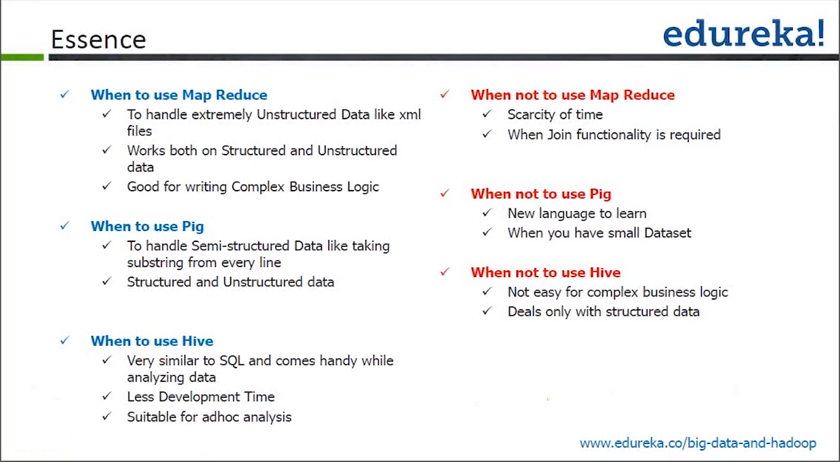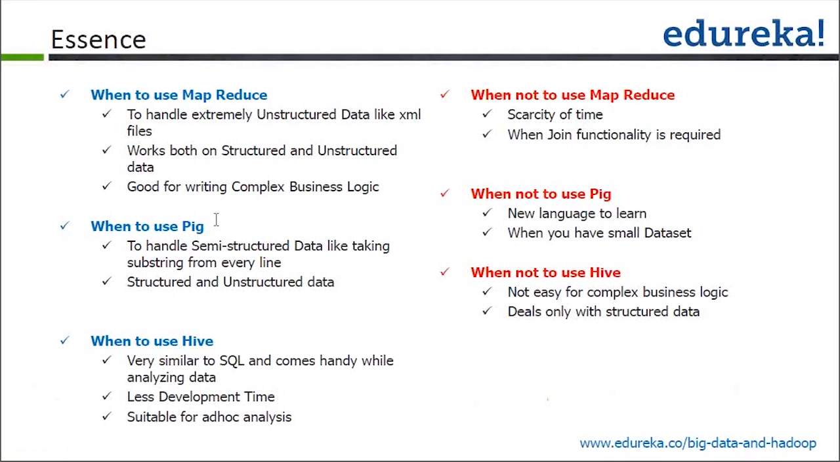Now, when it comes to deciding between MapReduce, Pig, and Hive, here are certain guidelines, guys. You go for MapReduce when the data set you want to process is unstructured, or when you have a lot of XML data and you want to bring a structure out of it and then process it. In that case, you use MapReduce. The good thing with MapReduce is that it works with both structured and unstructured data, so you can process both kinds of data here.